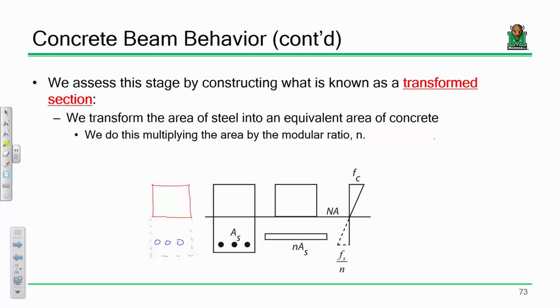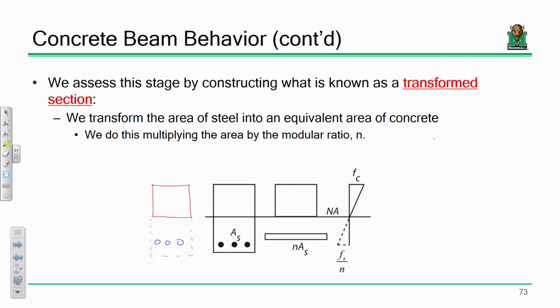So let's just keep this simple. Let's say my modular ratio is 10, okay? And that's actually a pretty reasonable value. Modular ratios tend to be like 8 or 9 or 7 or something like that. So let's keep it simple and let's say it's 10, okay?